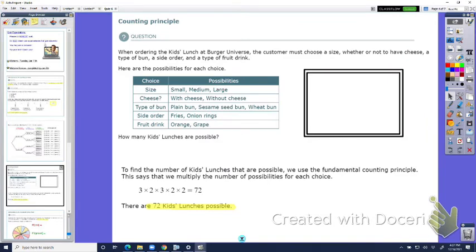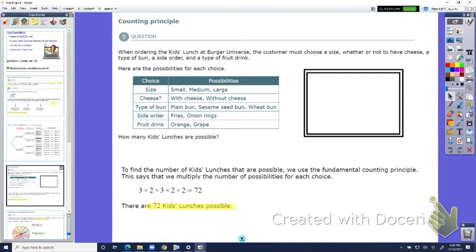Another question will kind of give you something like this. They're ordering a kid's lunch at Burger Universe. The customer must choose a size, whether or not to have cheese, a type of bun, a side order, and a type of fruit drink. The list of possibilities are in that table. You need to figure out how many are possible.